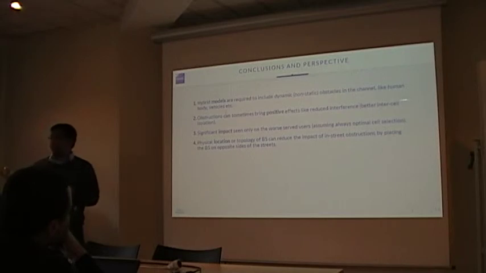The physical locations, like I mentioned, make a lot of difference in small cells, where by just placing them diagonally opposite sides of the street, you can reduce the impact of obstructions in the street.